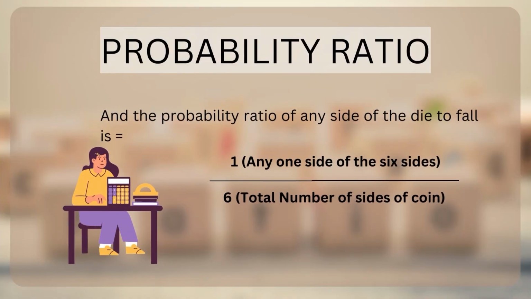Similarly, for the die, there is a chance for any one of the 6 sides to appear at least once, divided by the total number of sides, which is 6. So this is about probability ratio. Now, we talk about the normal probability curve.